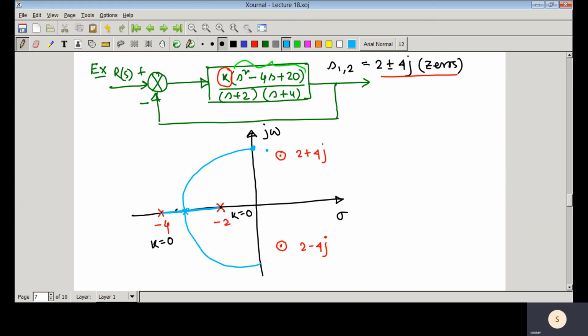And there would be a point where the roots cross the imaginary axis. Now the question is, when k tends to infinity, how will that root reach this particular zero? So we need to find what would be the angle of arrival.